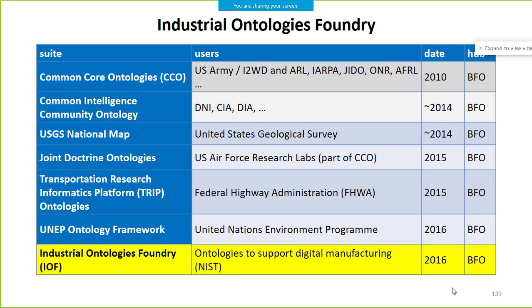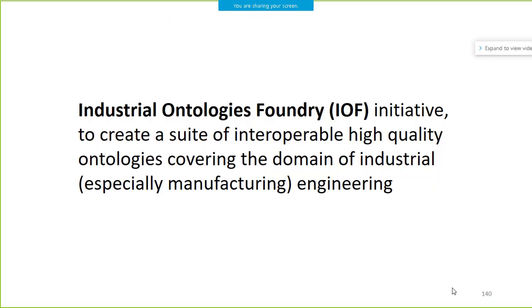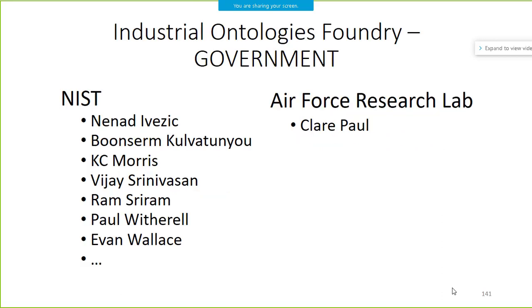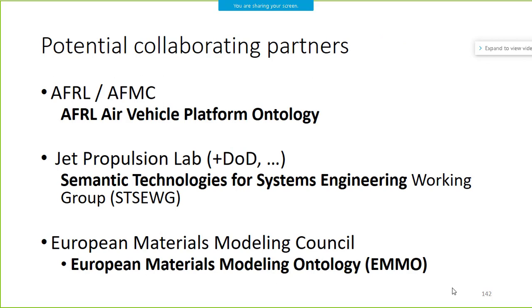The Air Force Research Lab is the most important one alongside NIST. And we have various potential collaborators, so we're still hoping that the Jet Propulsion Lab will build its ontology within the IO Foundry framework. We also have the European Materials Modeling Council, which has an ontology, which I will talk about very soon, which we also hope will become part of the IO Foundry. And then we have various industry collaborators. And these are just some examples, including Kubrick. I guess that's industry in Buffalo.